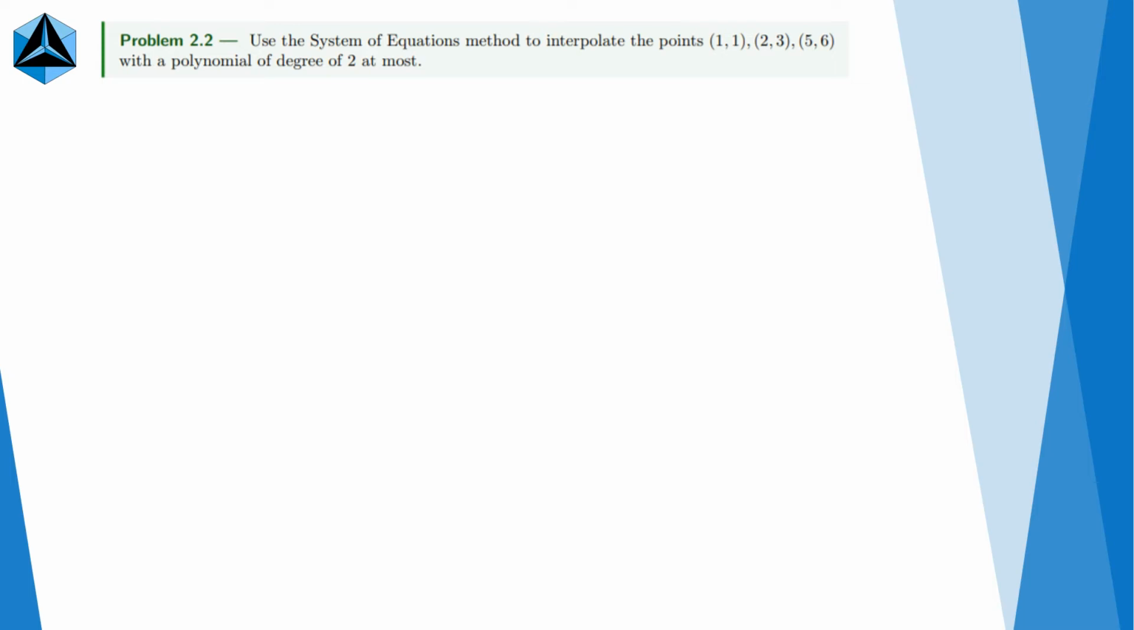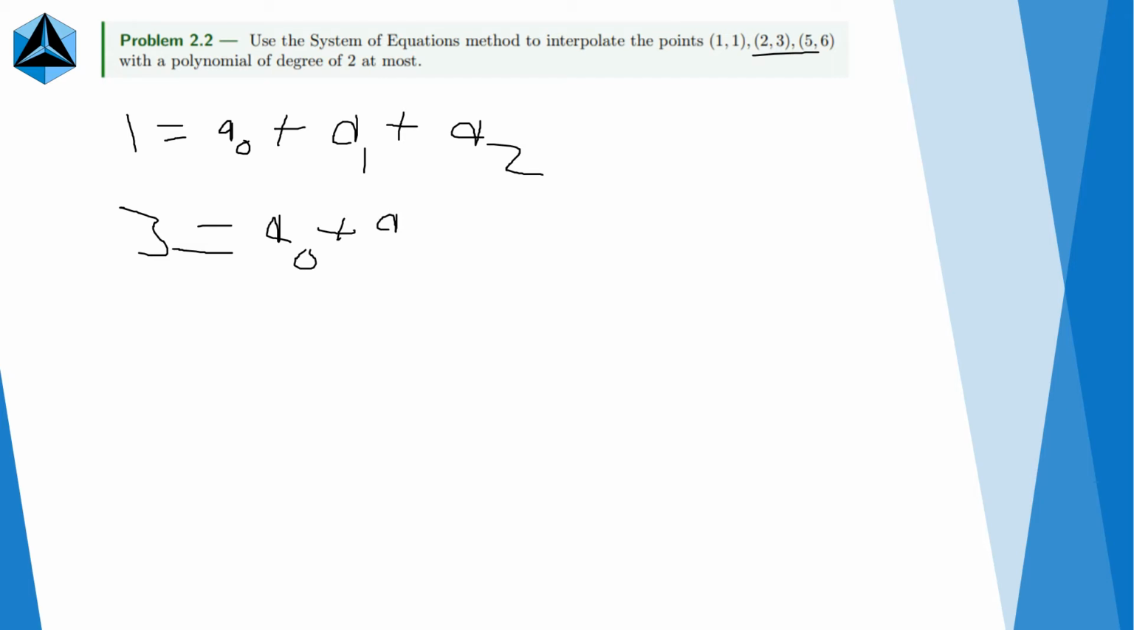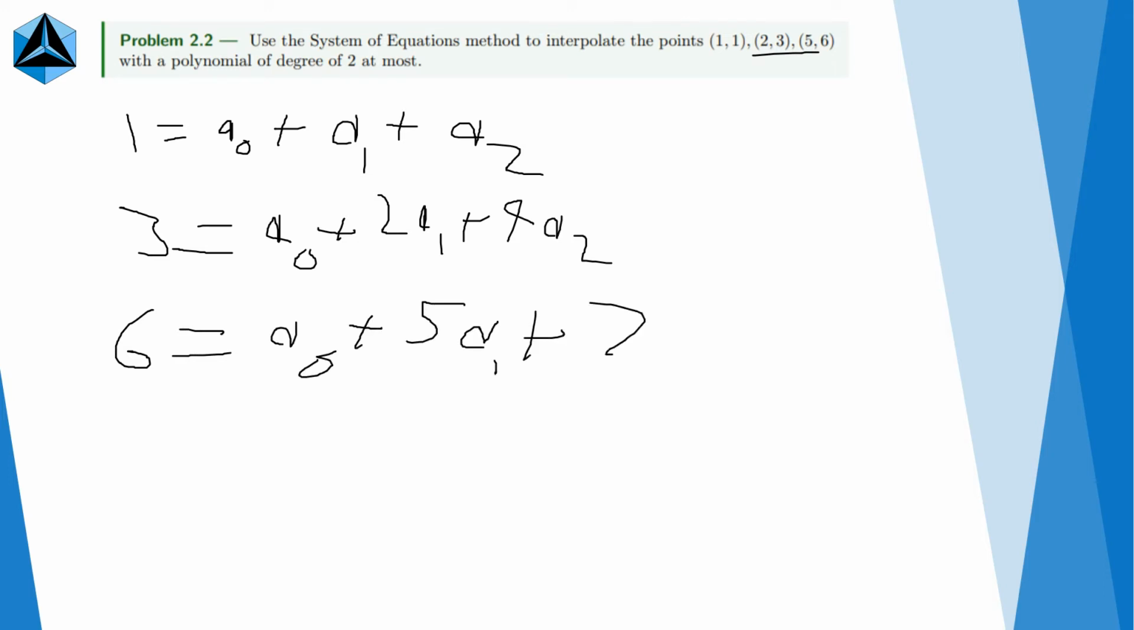Yeah, so let's just use the formula from the last slide. From the first point, (1, 1), we have that 1 is equal to a0 plus a1 plus a2. From the second point here, we have that 3 is equal to a0 plus, not a1, but actually 2a1 plus 4a2, because that's 2 squared. And then from the last equation, we have that 6 is equal to a0 plus 5a1 plus 25a2. And yeah, so now we can just do some equation manipulation.